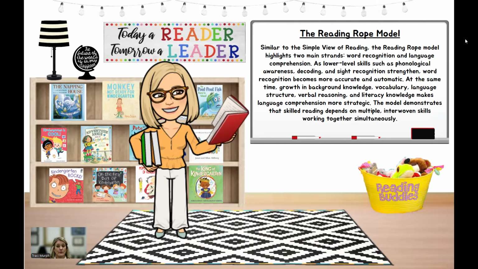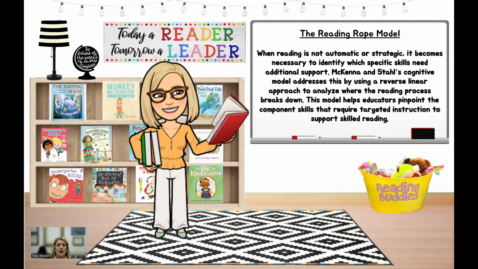So the reading rope model demonstrates that skilled reading depends on multiple interwoven skills working together simultaneously at the same exact time. So when reading is not automatic or strategic, it becomes necessary to identify which specific skills need additional support. Along comes two more theorists, McKenna and Stahl, and they came up with the cognitive model.